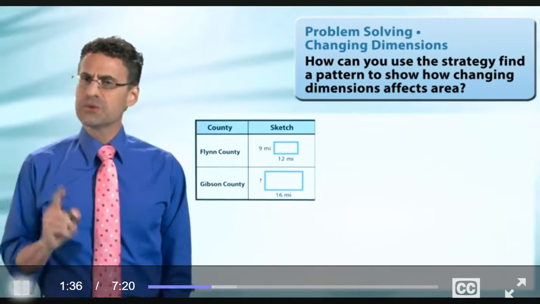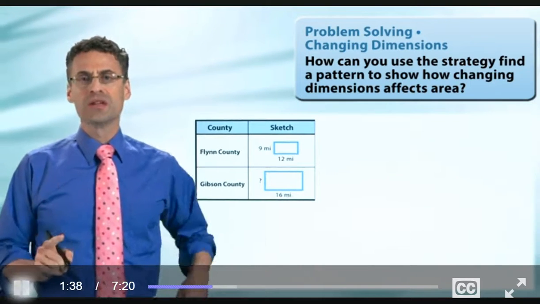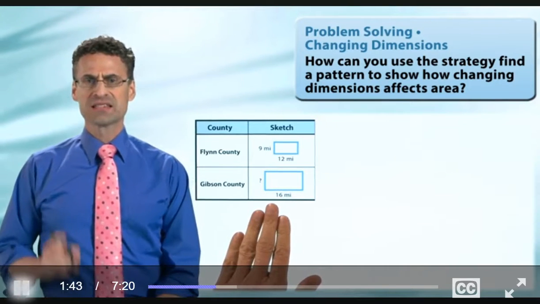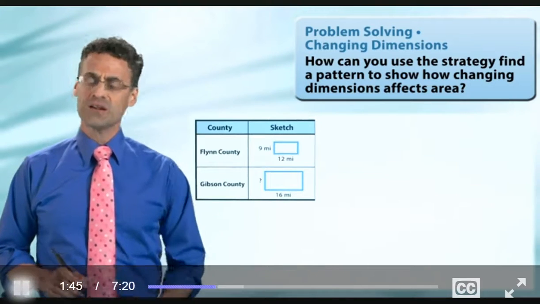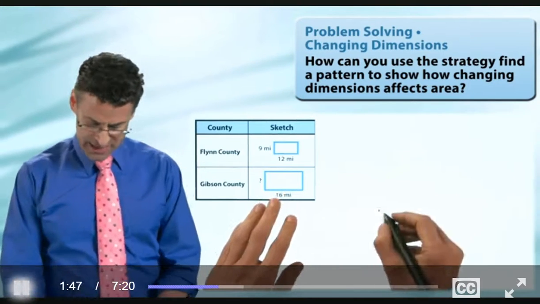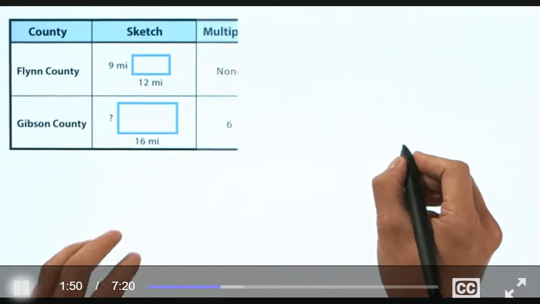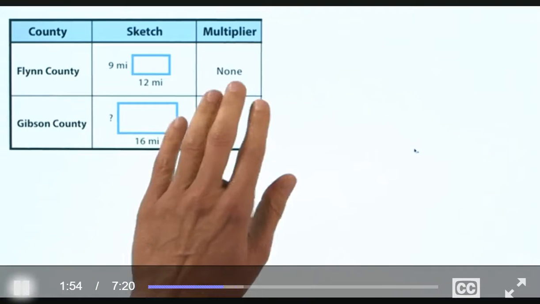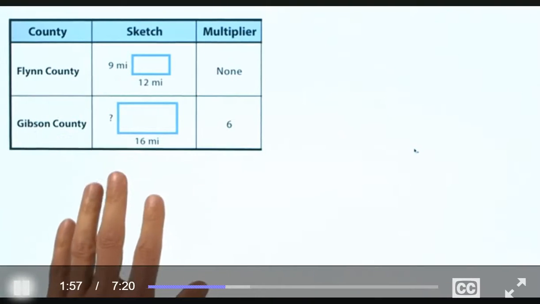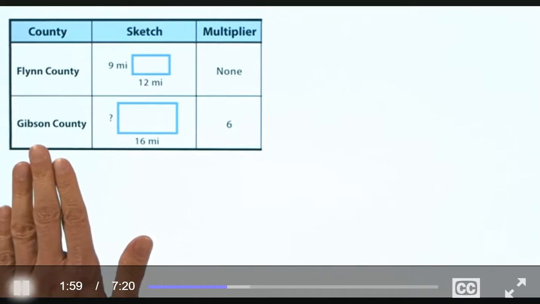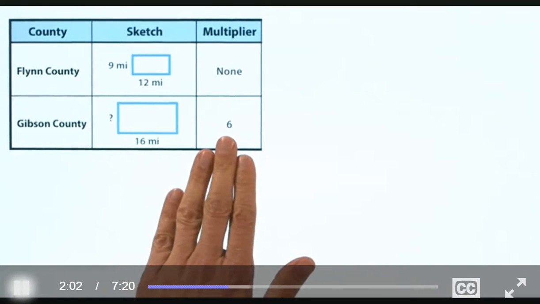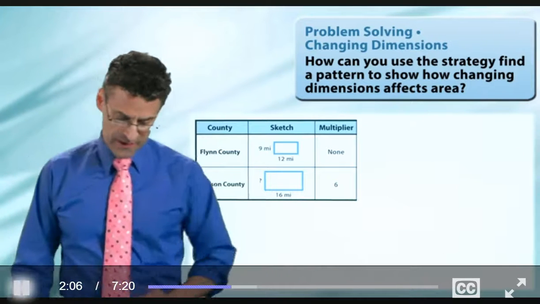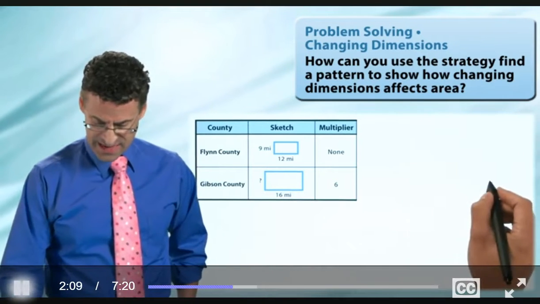Now, we know something else that's really interesting. We know that the area of Gibson County is 6 times the area of Flynn County, which means that we actually have what's called a multiplier. Now, there's no multiplier for Flynn County because its area is itself. But the area for Gibson County is 6 times the answer for Flynn County. Now, that's really helpful because we can find the area of Flynn County. In fact, that's not hard at all, right?